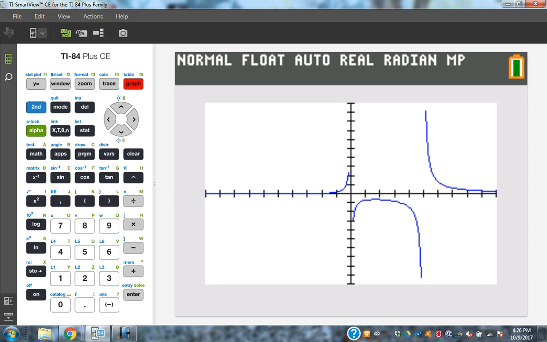That's our horizontal asymptote at y equals 0. Right here, this line right here, what's that point right there? That's 5. That's the x equals 5. That's that other vertical asymptote. We can see those showing up in our graph.